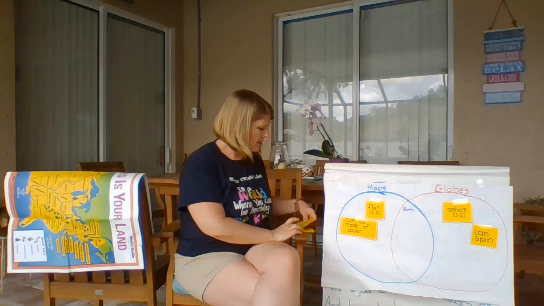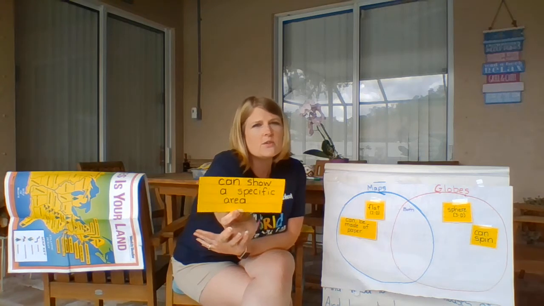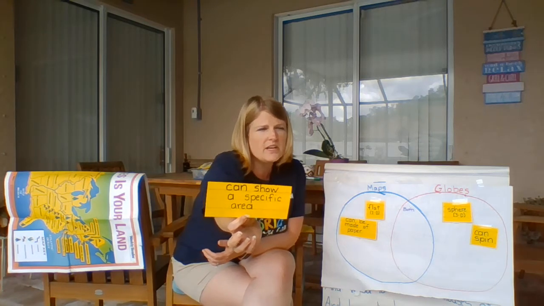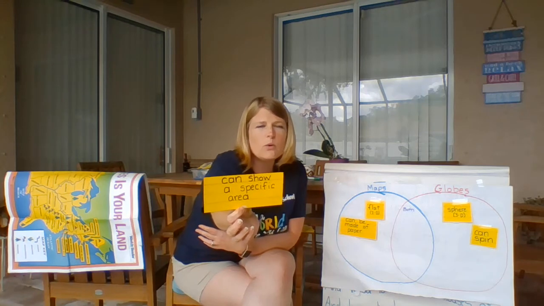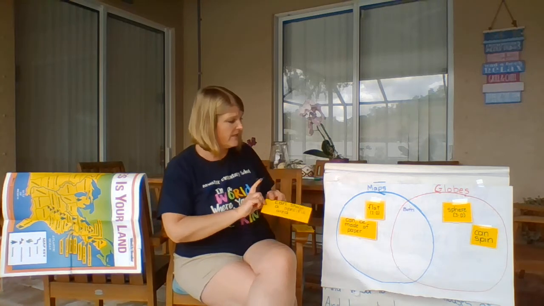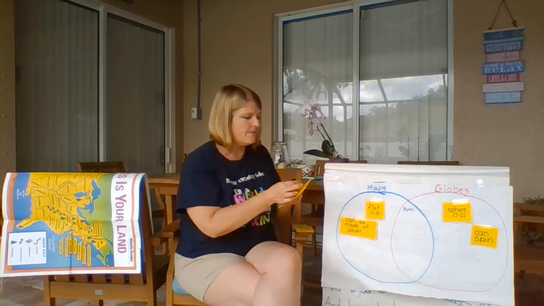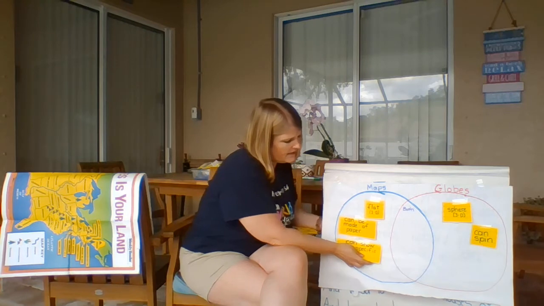All right, the next one says can show a very specific area. So it's very specific on what it shows. Is that the map or the globe? That is our map. We talked about how this map specifically shows the United States of America. A map can show specifically our town of Northport, or it can show another town that's very far away from us. So can show a specific area is a map.